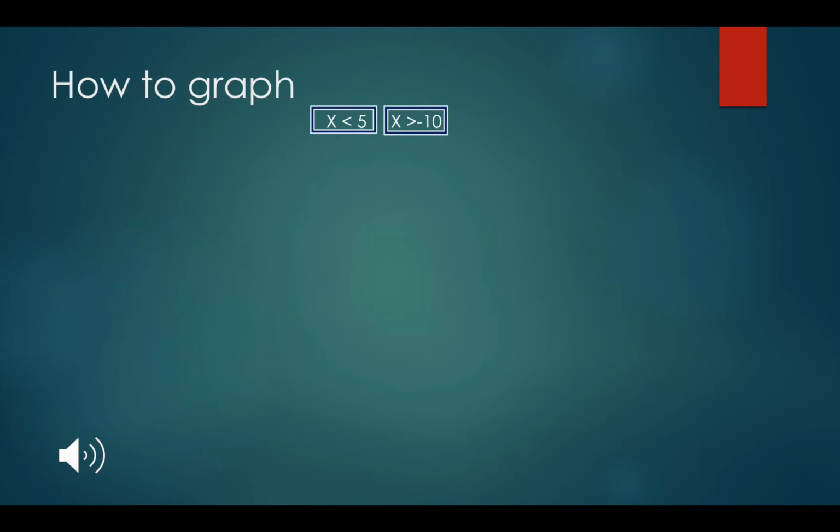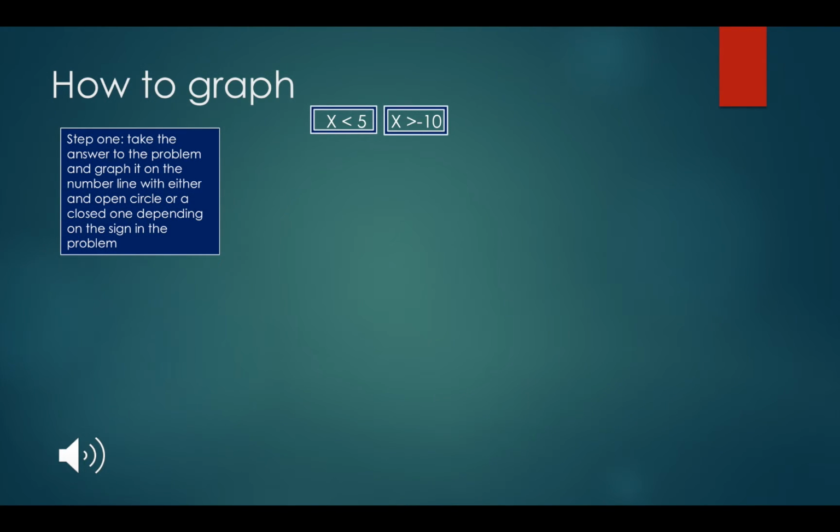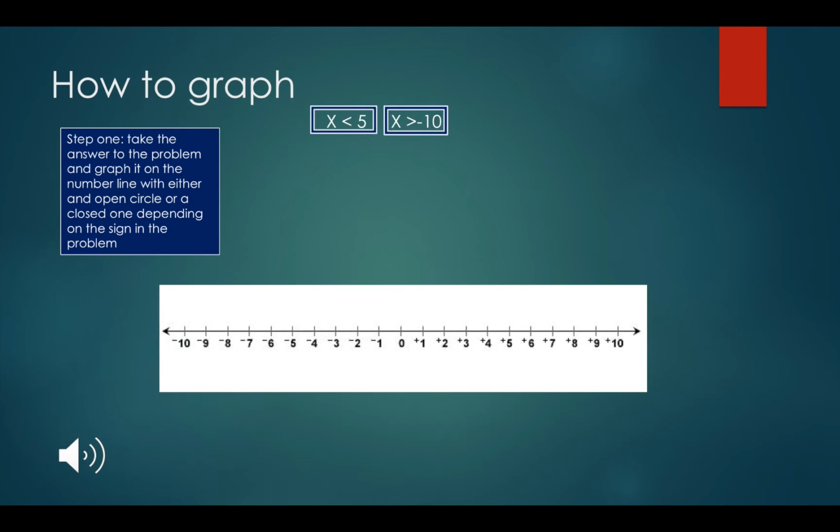Now that we can solve inequalities, we can graph them too. So say you get the answer of x is less than 5 and x is greater than -10. Step 1, take the answer to the problem and graph it on the number line with either an open circle or a closed circle depending on the sign in the problem. So we're going to put an open circle on -10 and 5.